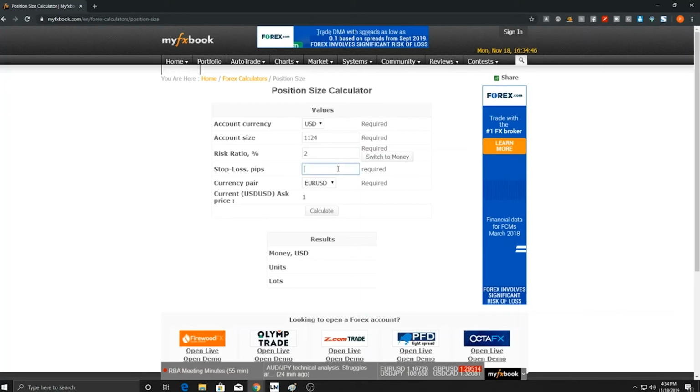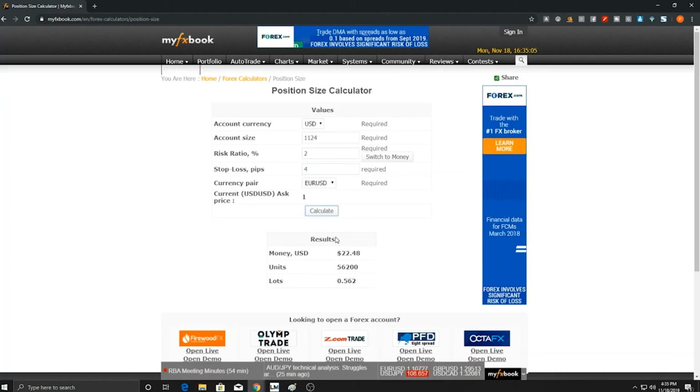The next thing we do is stop loss in pips. So we know based off what we just did in that last activity, which was looking at that middle number that said 40, we got rid of the 0, we have a 4 pip stop loss. So we know for a fact that we have a 4 pip stop loss and we're on euro dollar. All we do is hit calculate.